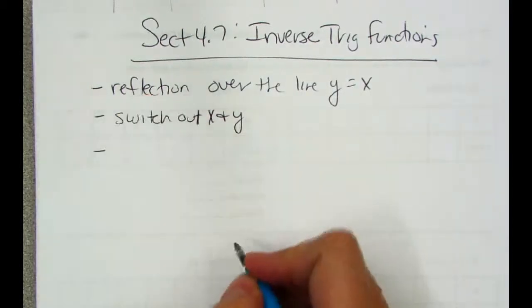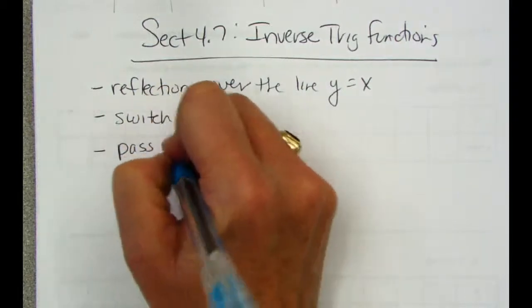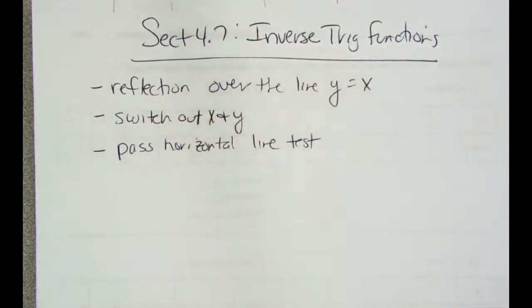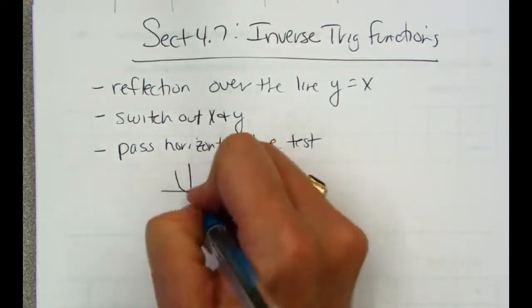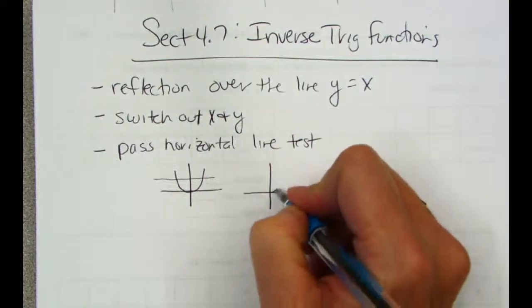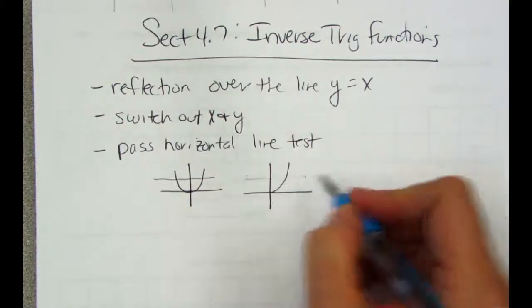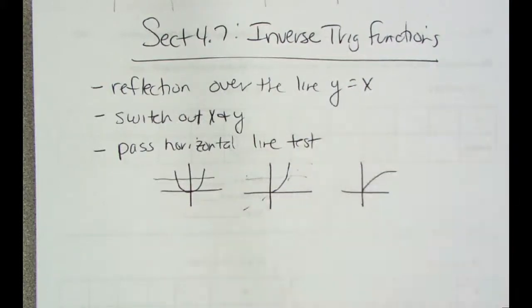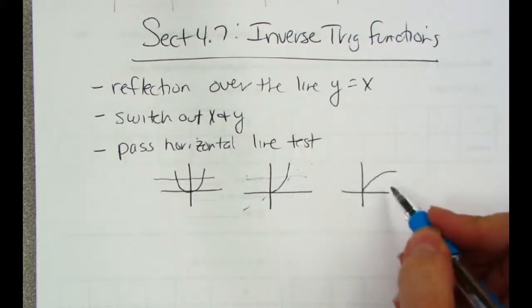The other thing about inverse functions is they must pass the horizontal line test. So if it passes the horizontal line test, then it does have a reflection. That function does. For example, a parabola does not pass my horizontal line test. But if I take only half of the parabola, it then passes, which means I can reflect it over the line y equals x, and it'll look like this, and that'll be a function. Its inverse will also be a function.